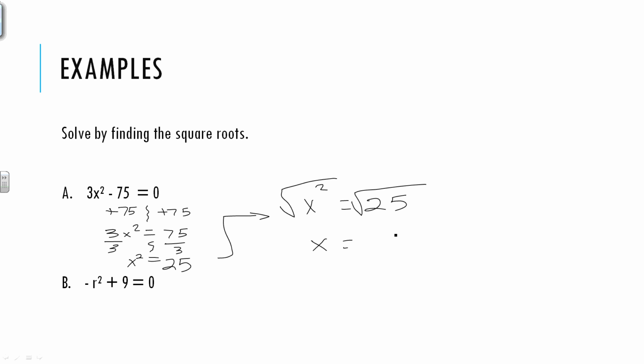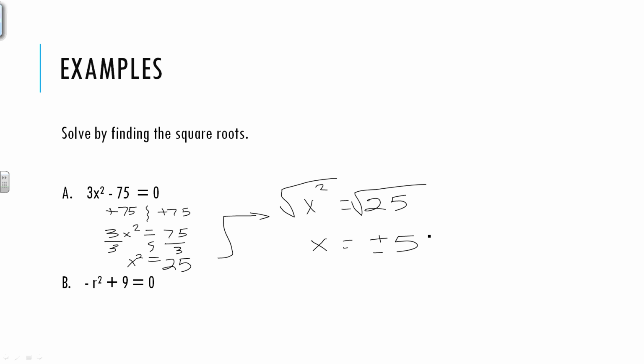Now, we have to remember that when we square root a positive number, we get two answers. We get a positive square root and a negative square root. And if you think about it, we're really finding what number times itself gets to 25. Well, positive 5 times a positive 5 will get us to 25, and a negative 5 times a negative 5 will also get us to positive 25. We have to account for both answers there.